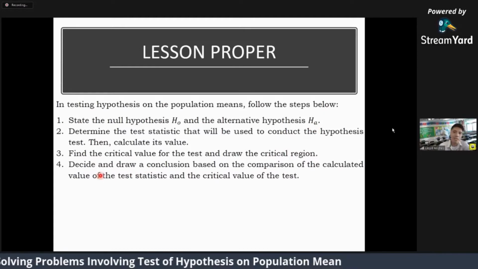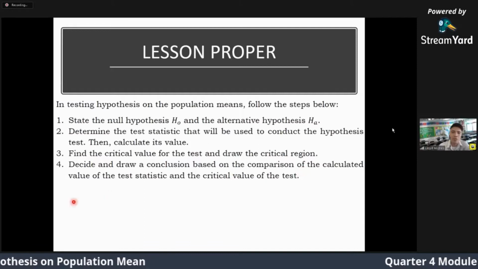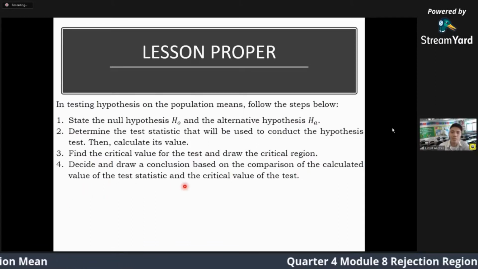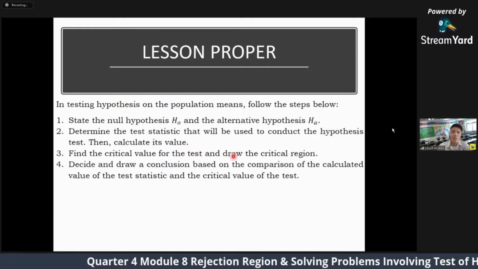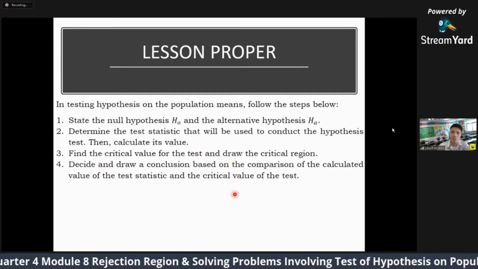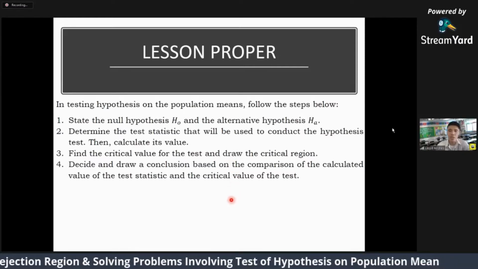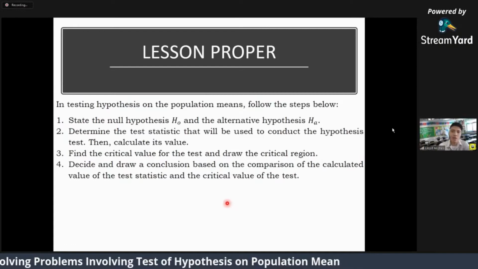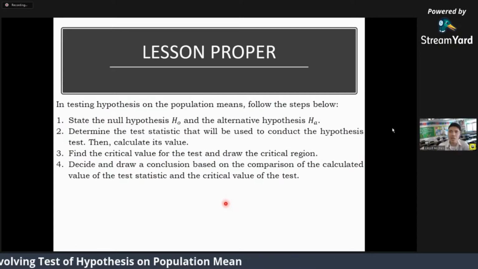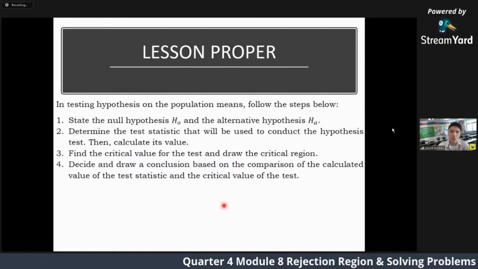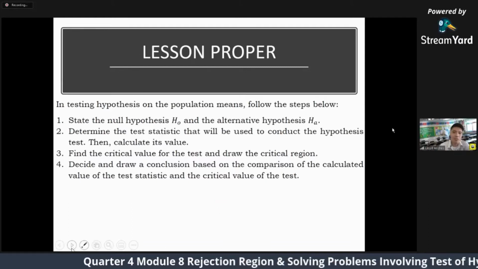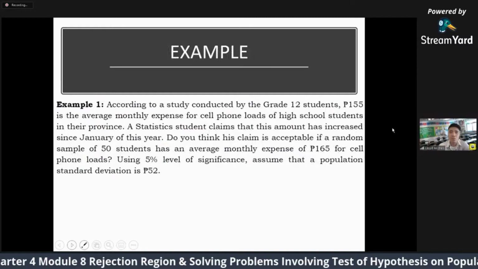And lastly, decide and draw a conclusion based on the comparison of the calculated value of the test statistic and the critical value of the test. So, again, in general, we reject the null hypothesis if the absolute value of that computed value is greater than the absolute value of the critical value katong naa sa table. Otherwise, we do not reject the null hypothesis. So let's discuss an example.